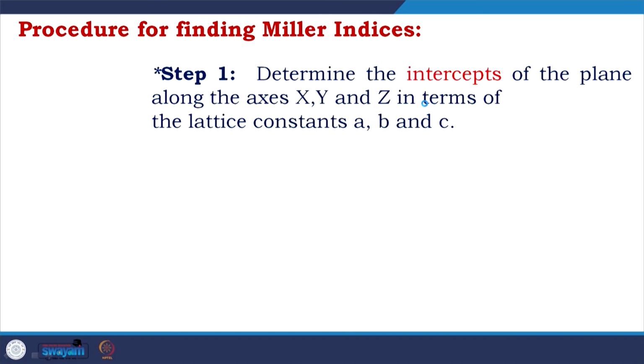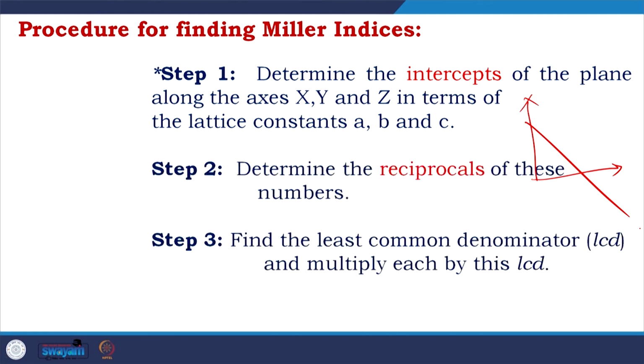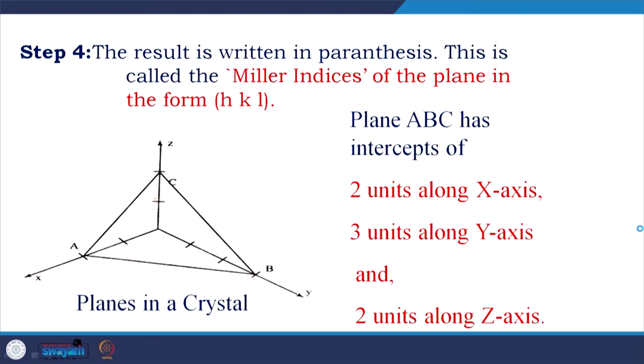Let us see how you could find the Miller indices. Determine the intercepts of the plane along the axes x, y, z, in terms of the lattice constants a, b and c. Determine the reciprocals of these numbers, find the least common denominator and multiply each by this least common denominator. So, get the integers. The result is written in parenthesis. This is called Miller indices of the plane in the form (hkl).